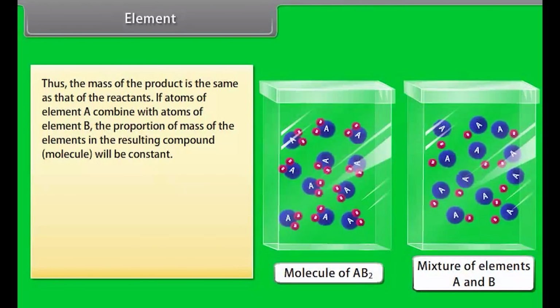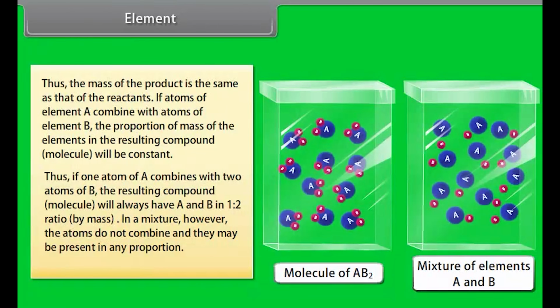Thus, the mass of the product is the same as that of the reactants. If atoms of element A combine with atoms of element B, the proportion of mass of the elements in the resulting compound molecule will be constant. Thus, if one atom of A combines with two atoms of B, the resulting compound molecule will always have A and B in 1:2 ratio by mass as shown in the figure. In a mixture, however, the atoms do not combine and they may be present in any proportion.